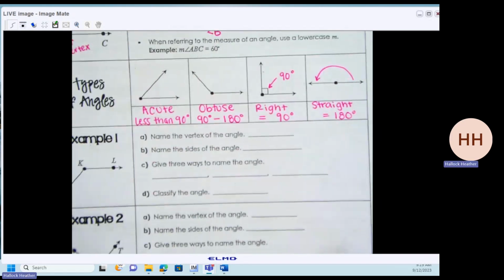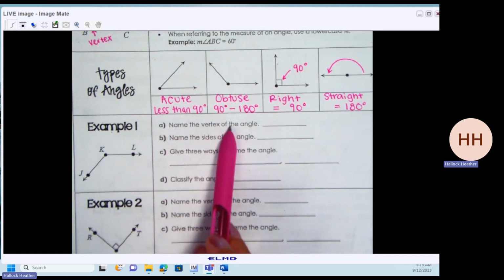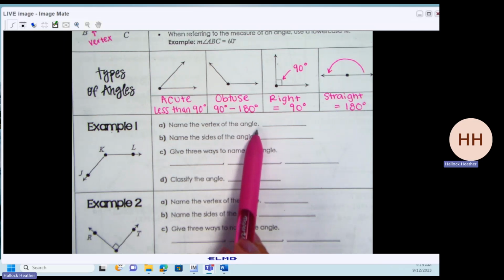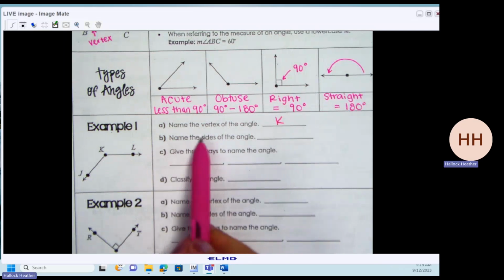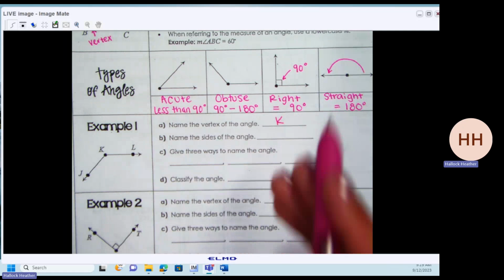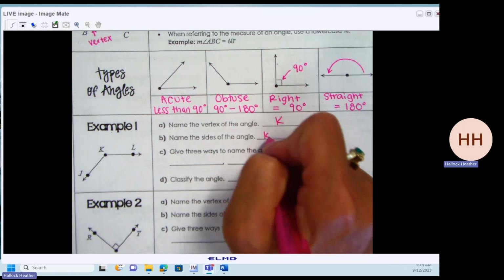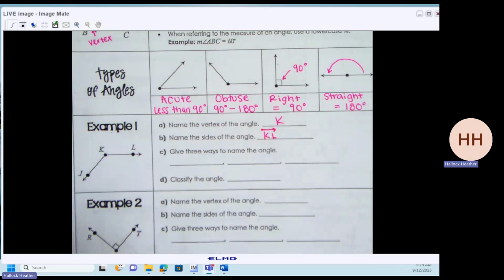So let's talk about the first example using our vocabulary. Based on this picture, I need to name the vertex of the angle. So what is the vertex? I need to name the sides, which are the rays. For example, I'll show you how you're going to write this. If I say KL, I have a little dot and then I have an arrow that represents ray KL, because it has a start and then it goes on forever. What is the other ray?